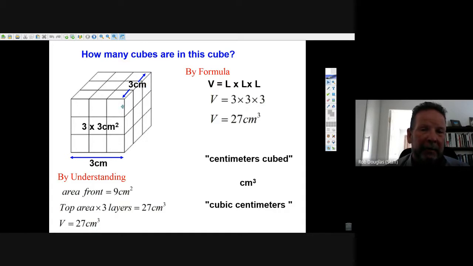The first layer's got 1, 2, 3, 4, 5, 6, 7, 8, 9 cubic centimeters. The next layer has the same. The next layer has the same. If you go 3 times 3 times the 3 layers, that's why you have 27 cubic centimeters. When you ask about what's the volume, you're asking how many cubic units fit in a shape.